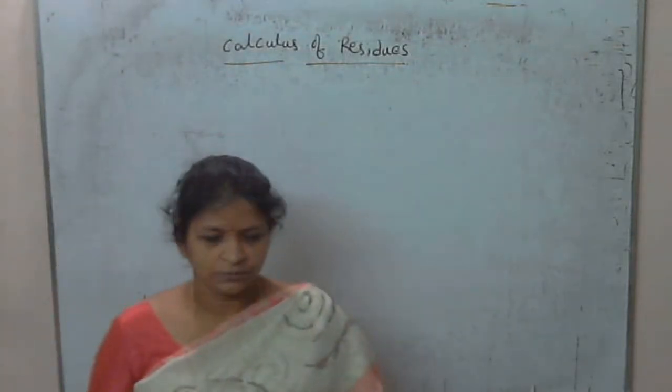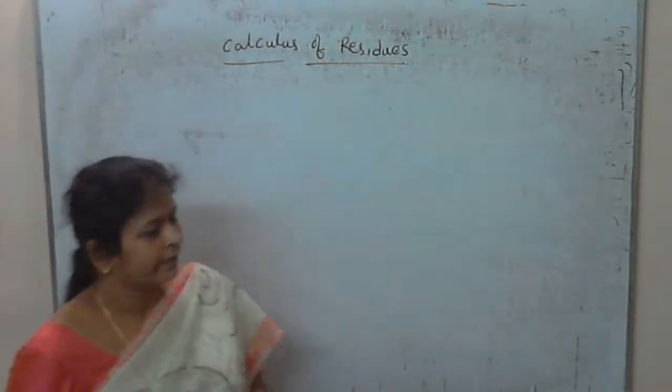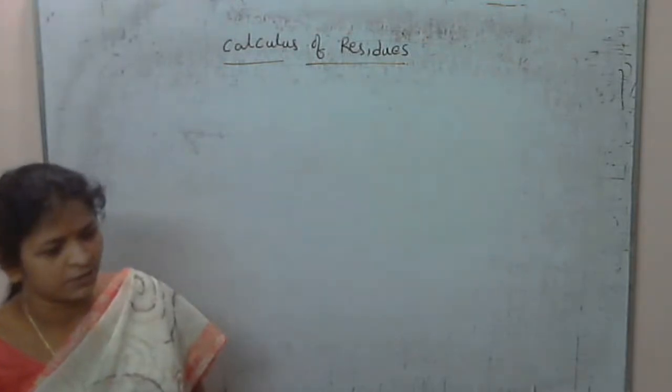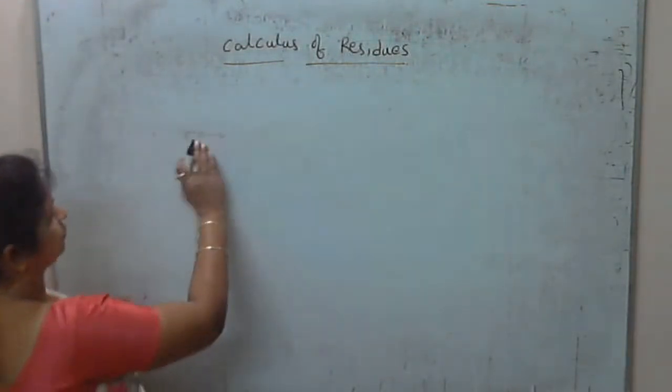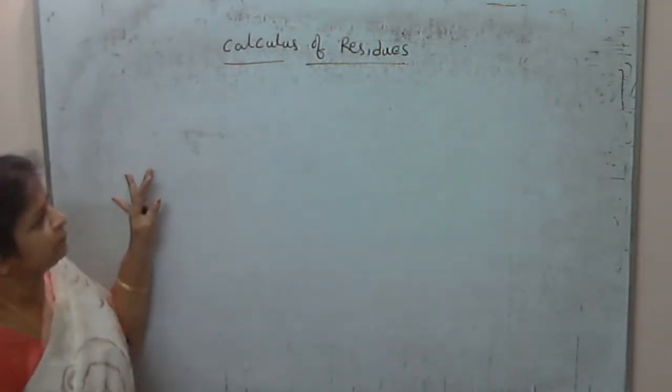Good morning, everybody. In the last class, we have learned how to calculate the residues and poles of a given analytic function f of z. So, what is the formula for calculating the residue?